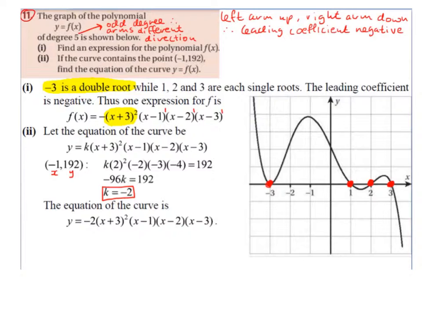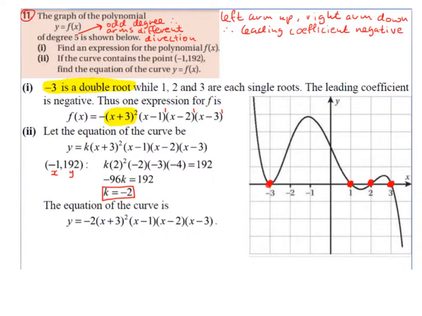Okay, so if we have a look at the points at which our graph crosses or touches the x-axis, we can then construct our polynomial. We were told in the question that our polynomial is of degree 5, and this is an odd degree, which means the arms are going in different directions, and we can clearly see that. We have the left arm up and the right arm down of our polynomial. Now, if the left arm is up and the right arm is down, the leading coefficient must be negative. So we know that we're going to have a minus in front of our polynomial, no matter what it is.